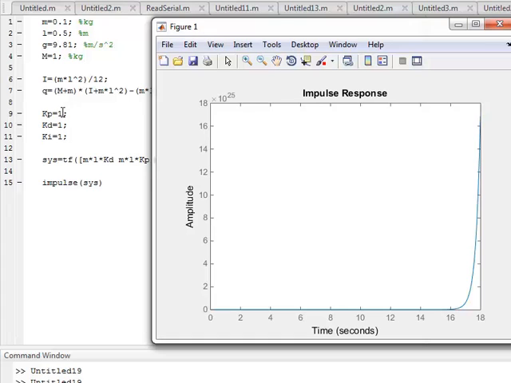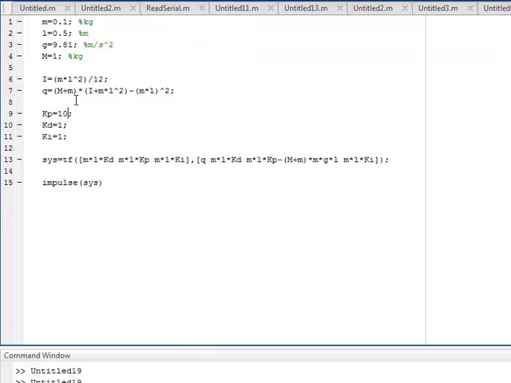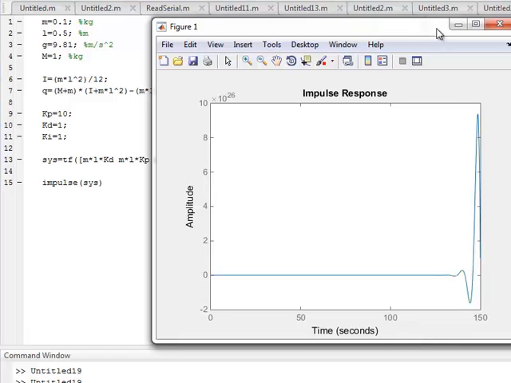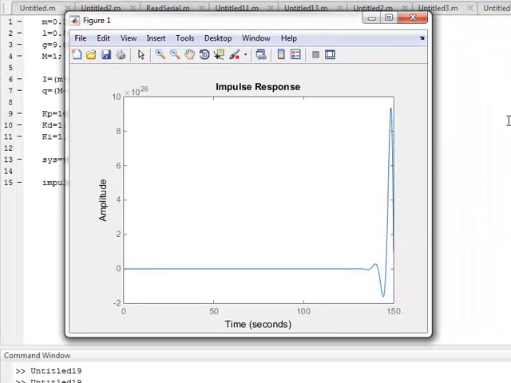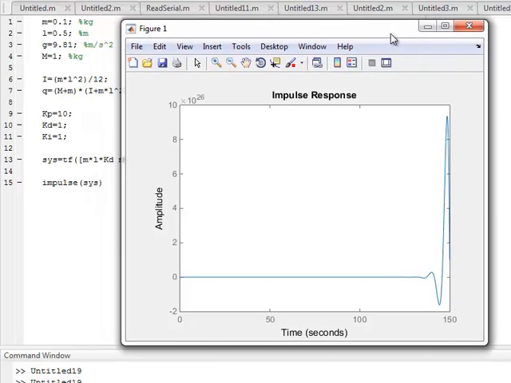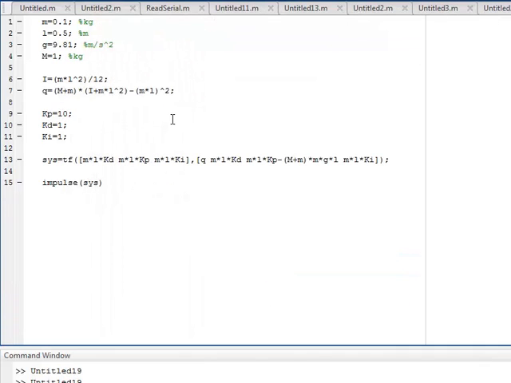One way to try and correct that with a controller is to increase the Kp gains. Let's try and set Kp to 10 and see if that changes the impulse response. This is a little bit better because it doesn't just go off to infinity. But this response is not much better because it's still going to enormous angles. The pendulum would, in reality, simply hit the ground. Let's try and increase Kp a little bit more. What if we made Kp to be 20?